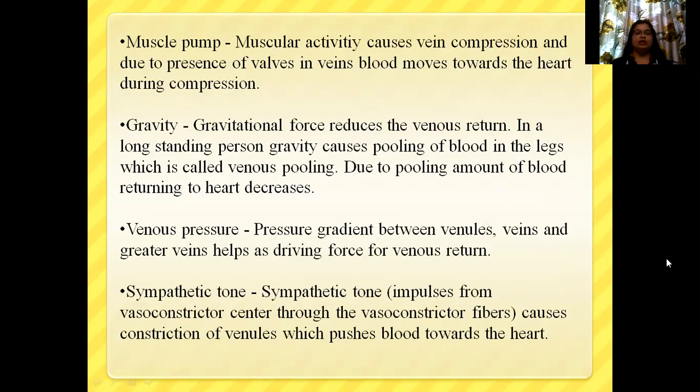Muscle pump. Muscular activity causes vein compression, and due to the presence of valves in veins, blood moves up towards the heart during compression. Gravity. Gravitational force reduces the venous return. In a long-standing person, gravity causes pooling of blood in the legs, which is called venous pooling. Due to pooling, the amount of blood returning to the heart decreases.